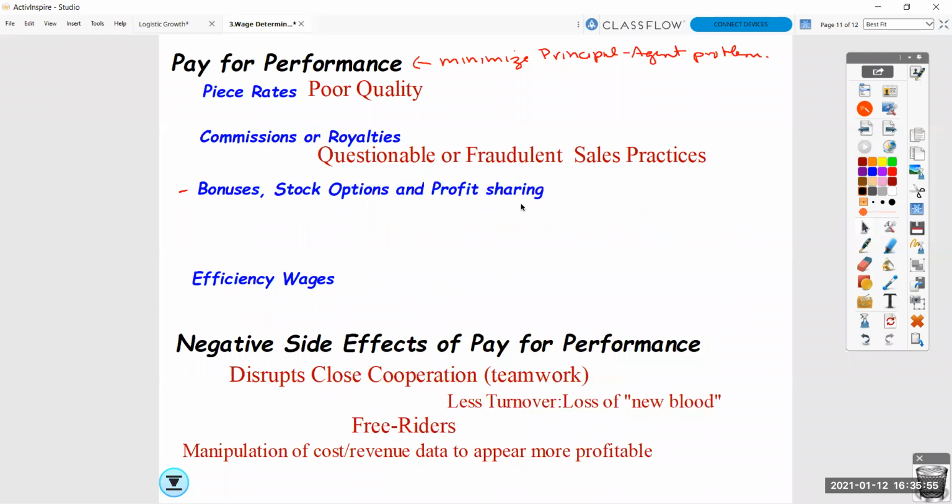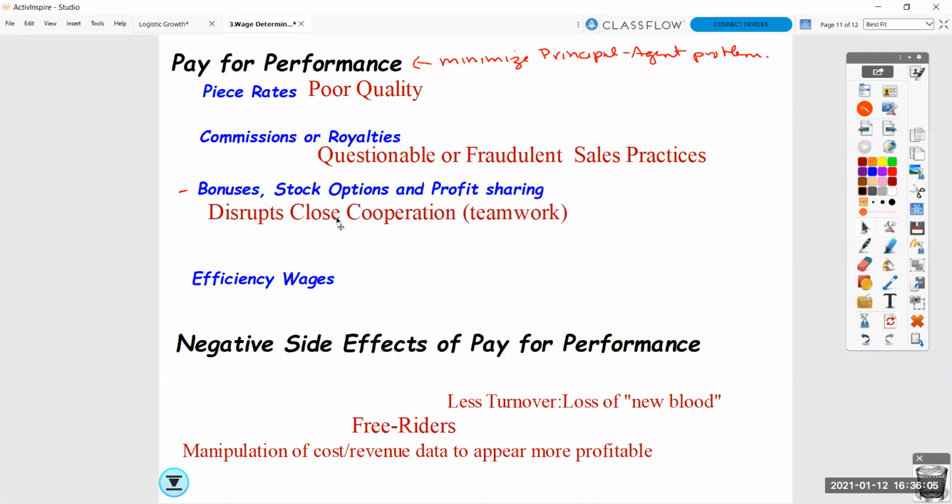Our bonuses, stocks option, and profit sharing. There are 3 actually. We have our bonuses. So the bonuses could disrupt the close cooperation, because if you're supposed to be working on a team, but you want to get a higher bonus, you may not be working with the other people. The example in the book that they used was like a basketball player. If a basketball player got paid per points that they earned, they may not be throwing the ball around as much. Stock options, that might cause us to have free riders.